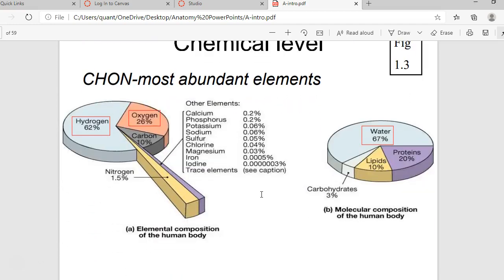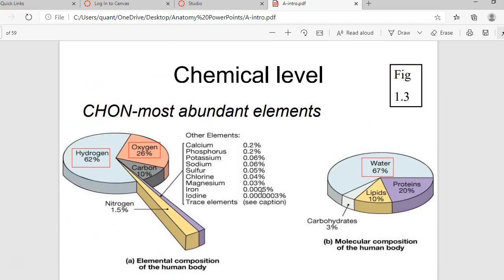Not going to ask you anything. I'm not going to put pie charts on the test, but it's just kind of good to know. This is our constituents, basically 67% water. We've got about 20% protein, 10% lipids or fats and carbohydrates. It's basically what makes us up. And then here are some trace elements that are inside of us too.